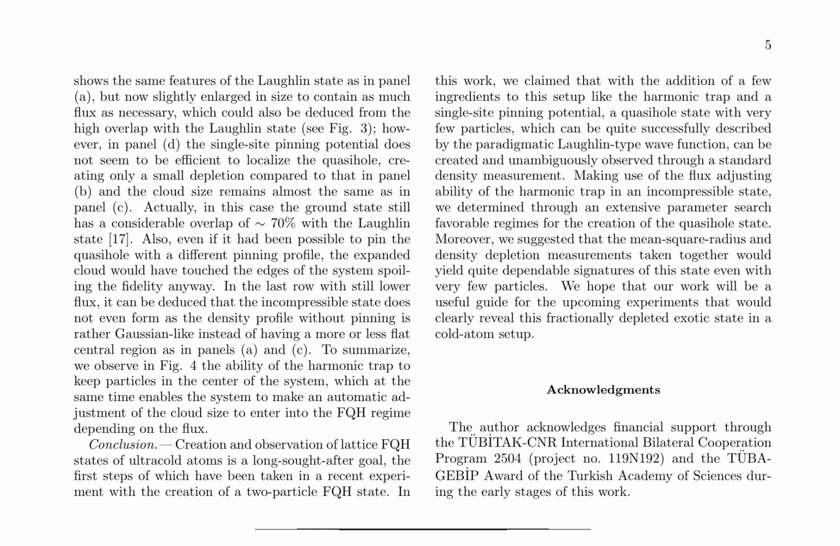The creation and observation of lattice fractional quantum Hall (FQH) states in ultracold atoms have been achieved through the utilization of a harmonic trap and a single-site pinning potential. The harmonic trap plays a crucial role in enabling the system to adjust its cloud size, allowing it to enter the FQH regime depending on the flux. This adjustment is critical for achieving the desired quantum state.